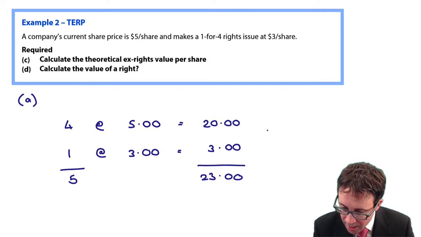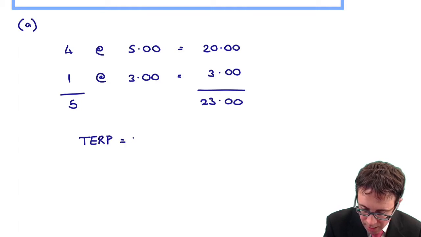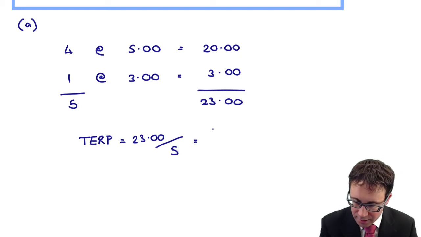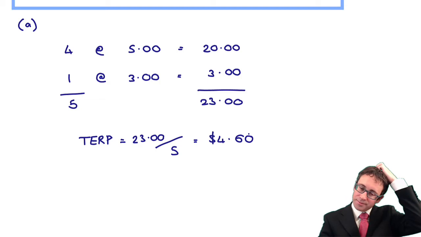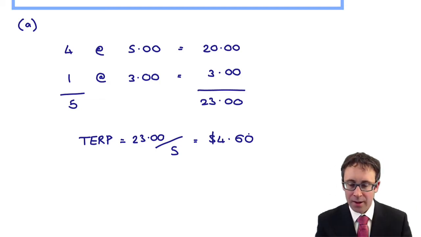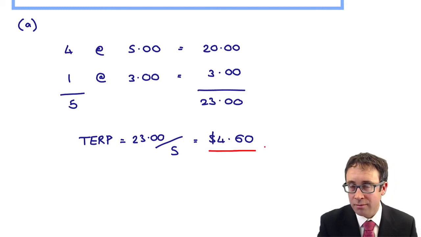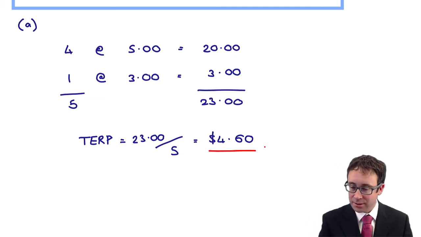The theoretical ex-rights price is there as 23 divided by 5, because it wants the value per share, and that is $4.60. Okay, boom, there we go. So that is the value of a share after the right issue has taken place.